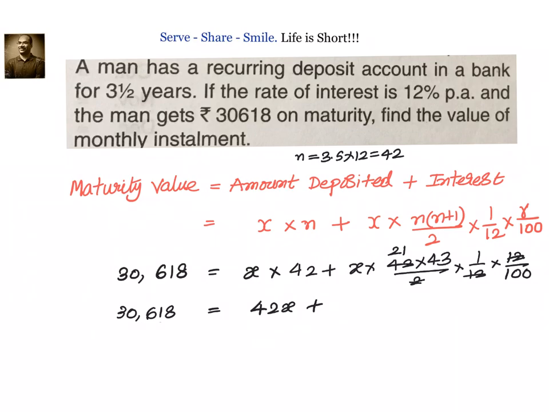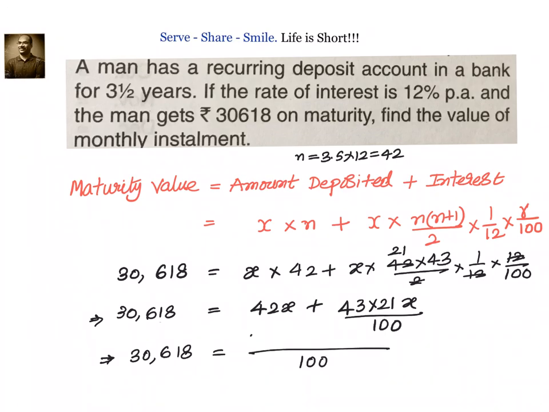Now let us simplify that. That will be 21 into 43 X. Shall I write down? 43 into 21 X plus 100. Let us simplify this. In the next step we will have 30,618 equal to, taking LCM, we will have 4200X plus 43 into 21, that is 903. So that means that is equal to 5103 X by 100.